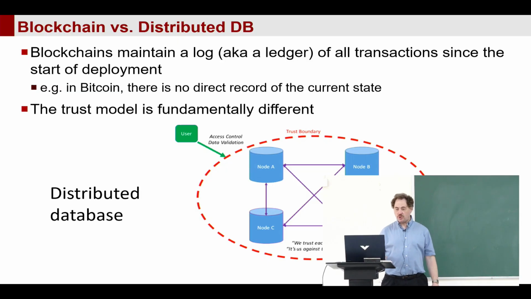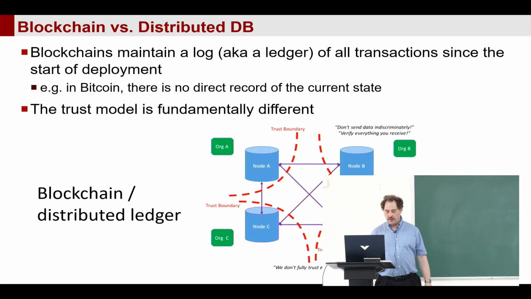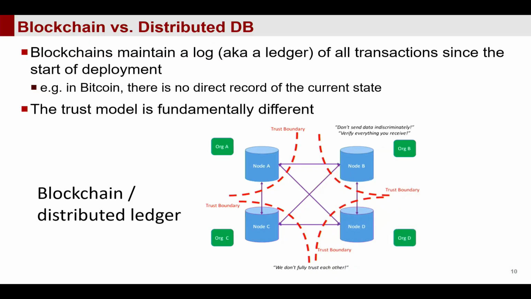Now let's compare that to blockchain. In a blockchain distributed ledger, the trust boundaries are different. Say in Hyperledger, there is a consortium, and each node would belong to one of the organizations. There are multiple organizations in the consortium. Those organizations do not necessarily trust each other. So they need to build the trust. They need to verify information to a much larger extent compared to distributed databases.